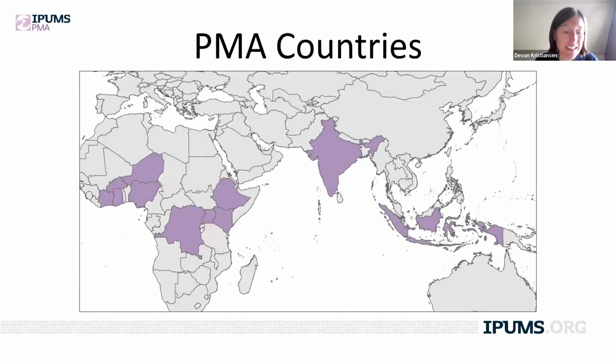So here are the participating countries: Burkina Faso, Cote d'Ivoire, the DRC, Ethiopia, India, Kenya, Niger, Nigeria, and Uganda. Indonesia and Ghana had participated but are no longer active in PMA. So as you can see, it's a smaller geographic extent than the other international microdata collections at IPUMS, but they have a lot of unique data that they collect.